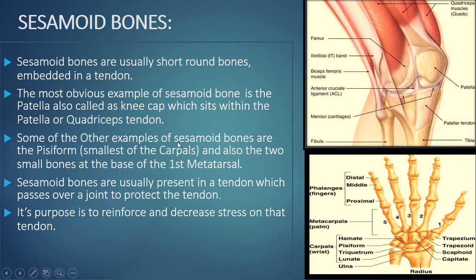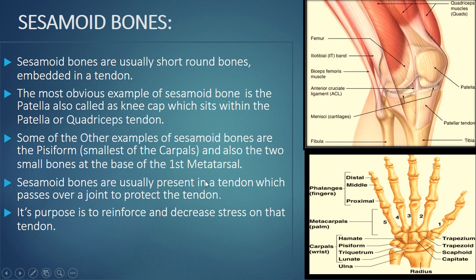Some of the other examples of sesamoid bone are the pisiform, the smallest of the carpals. Here you can see the pisiform, the smallest of the carpal bones. I told you about the short bones, the carpal bones. Among them, the small one is the pisiform. And also two small bones at the base of the first metatarsal. In the legs, at the base of the first metatarsal, small bones are present. So that is also an example.